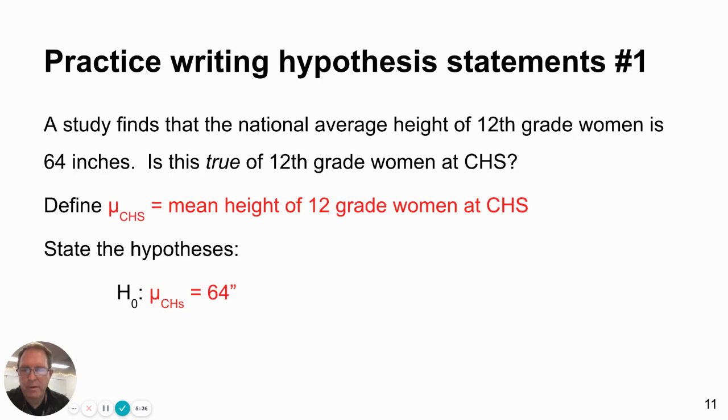The null hypothesis is that the mean is equal to 64 inches. The alternative is that it is not equal to 64 inches. I choose the not equal sign, the two-tailed test, because we're asking, is this true of 12th grade women at CHS? Now, whenever you're asked to write a hypothesis statement, the first thing I want you to do is to define the parameter, just as I've done right here.